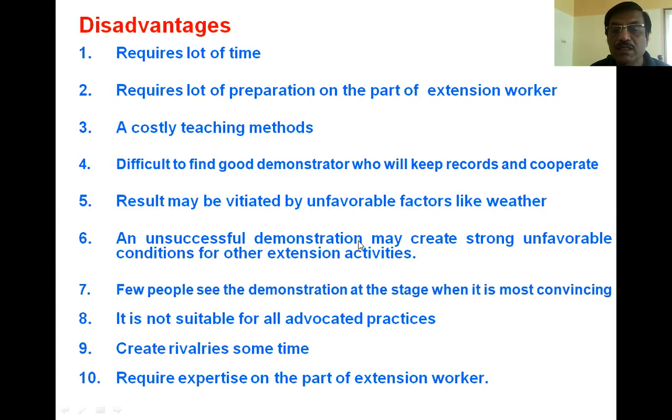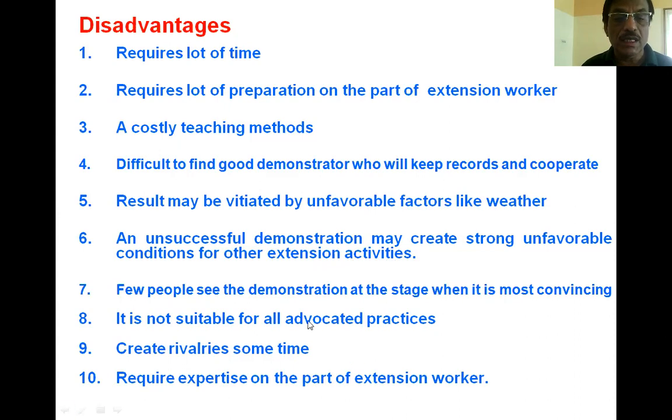An unsuccessful demonstration may create strong unfavorable conditions for the extension. It may result in negative conditions for future extension activities. It is also one of the drawbacks. Few people see the demonstration plot at the stage when it is more convincing. It is not possible for all the farmers to visit the plots at the critical stages: growth stage, flowering stage, pod formation stage, harvesting stage.